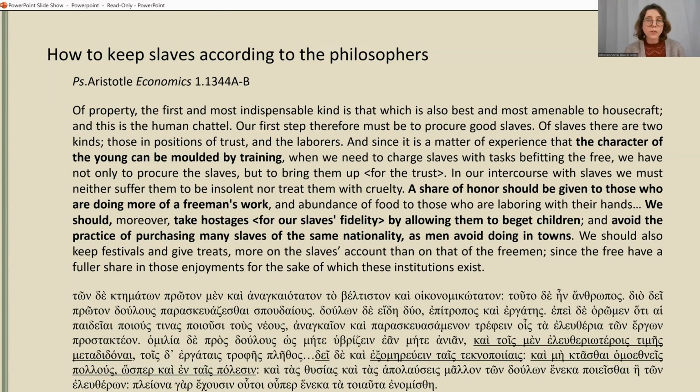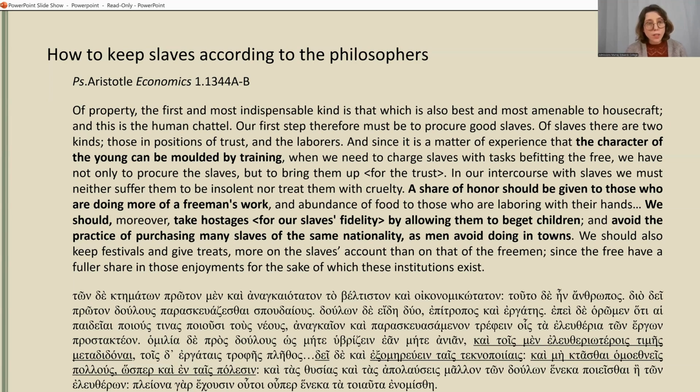"And since it is a matter of experience that the character of the young can be moulded by training, when we need to charge slaves with tasks befitting the free, we have not only to procure the slaves, but to bring them up for the trust. In our intercourse with slaves, we must neither suffer them to be insolent nor treat them with cruelty." And again, we get the language there of hubris. "A share of honour should be given to those who are doing more of a free man's work, an abundance of food to those who are labouring with their hands."